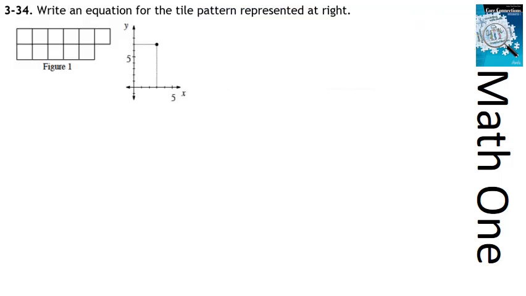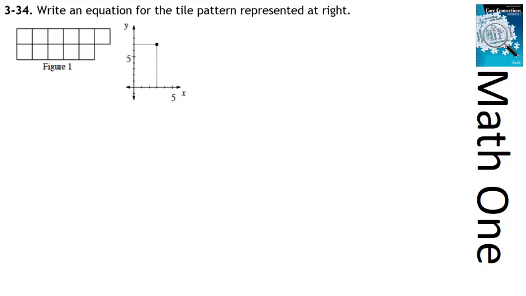Okay, this problem freaked me out just a little bit because it says write an equation for the tile pattern represented at right, and I only saw one tile pattern. I'm like, what are they talking about here? And I thought about it a little bit more deeply. Certainly, if I had a tile pattern, I could represent one of the figure numbers and the number of tiles as a point on a Cartesian coordinate plane, and I think that's what's happening here.